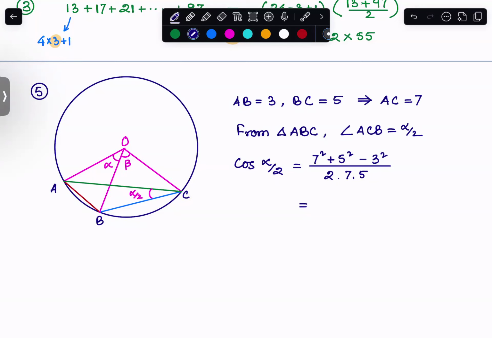65 by 70, very good. So can we cancel them out to get 13 by 14? Now this is the value for cos alpha by 2, right? And our requirement was cos alpha, which is 2 cos square alpha by 2 minus 1.